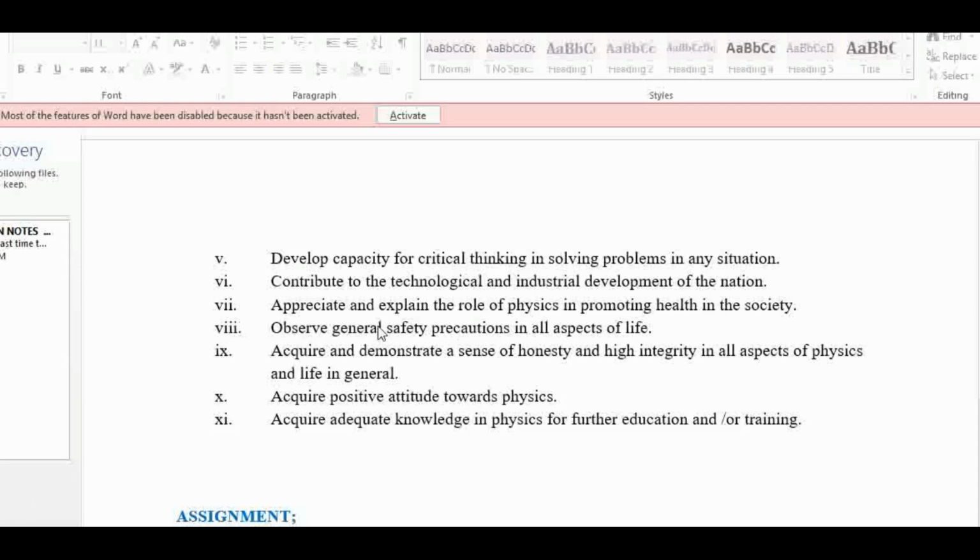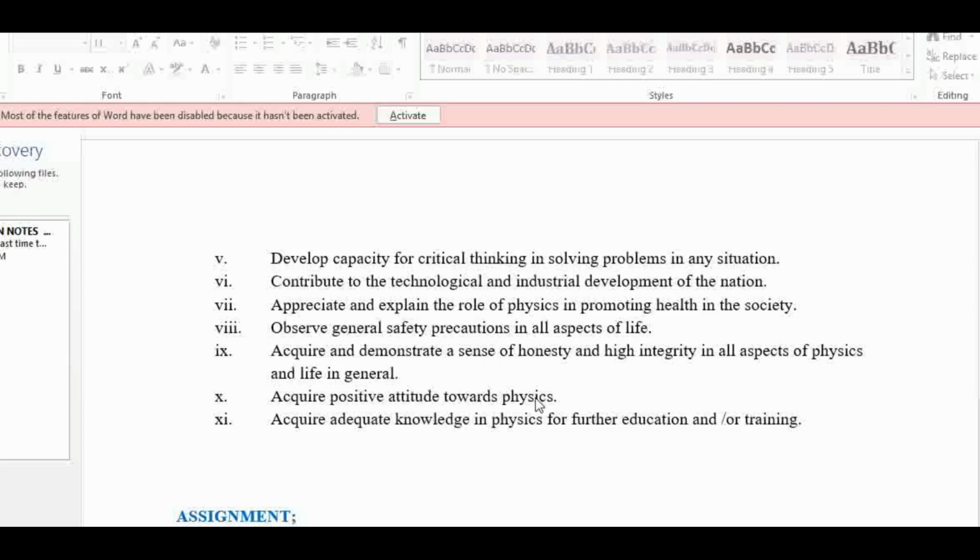The next objective is appreciate and explain the role of physics in promoting health in the society. Observe general safety precautions in all aspects of life. Of course, these ones are also included within the laboratory rules. Acquire and demonstrate a sense of honesty and high integrity in all aspects of physics and life in general. This one leads to personal development. Remember, honesty and high integrity is what our country desires.